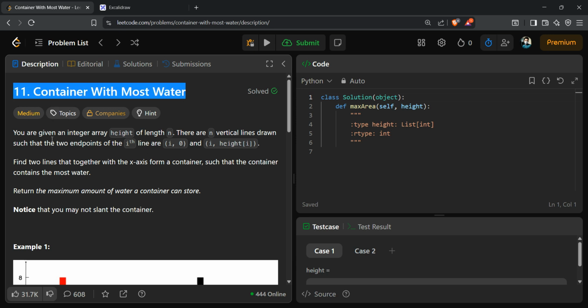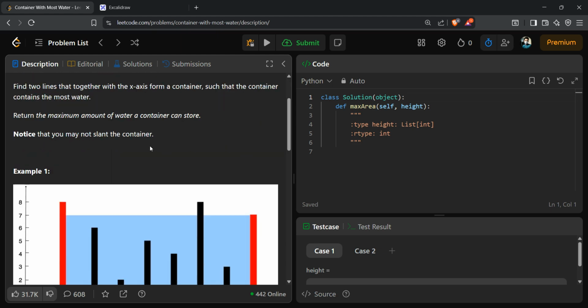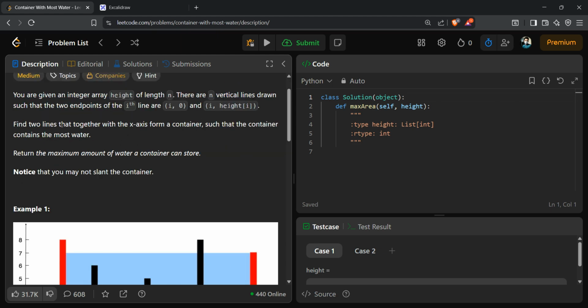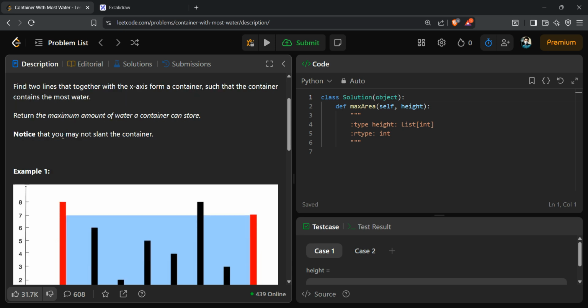Today we are solving LeetCode 11, that is Container With Most Water. You are given an integer array height of length n. There are n vertical lines drawn such that the two endpoints of the ith line are (i, 0) and (i, height[i]). Find the two lines that together with the x-axis form a container such that the container contains the most water. Return the maximum amount of water a container can store.